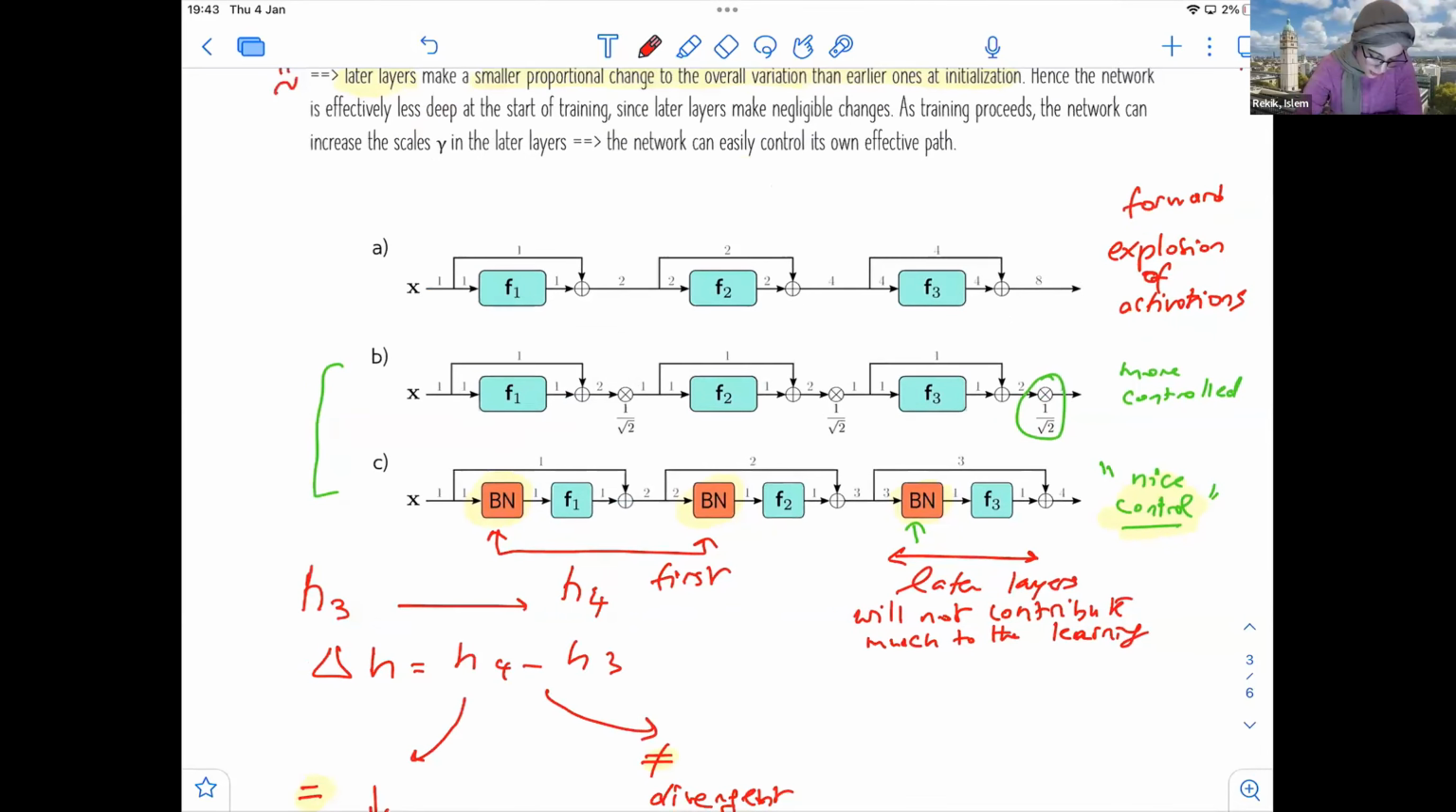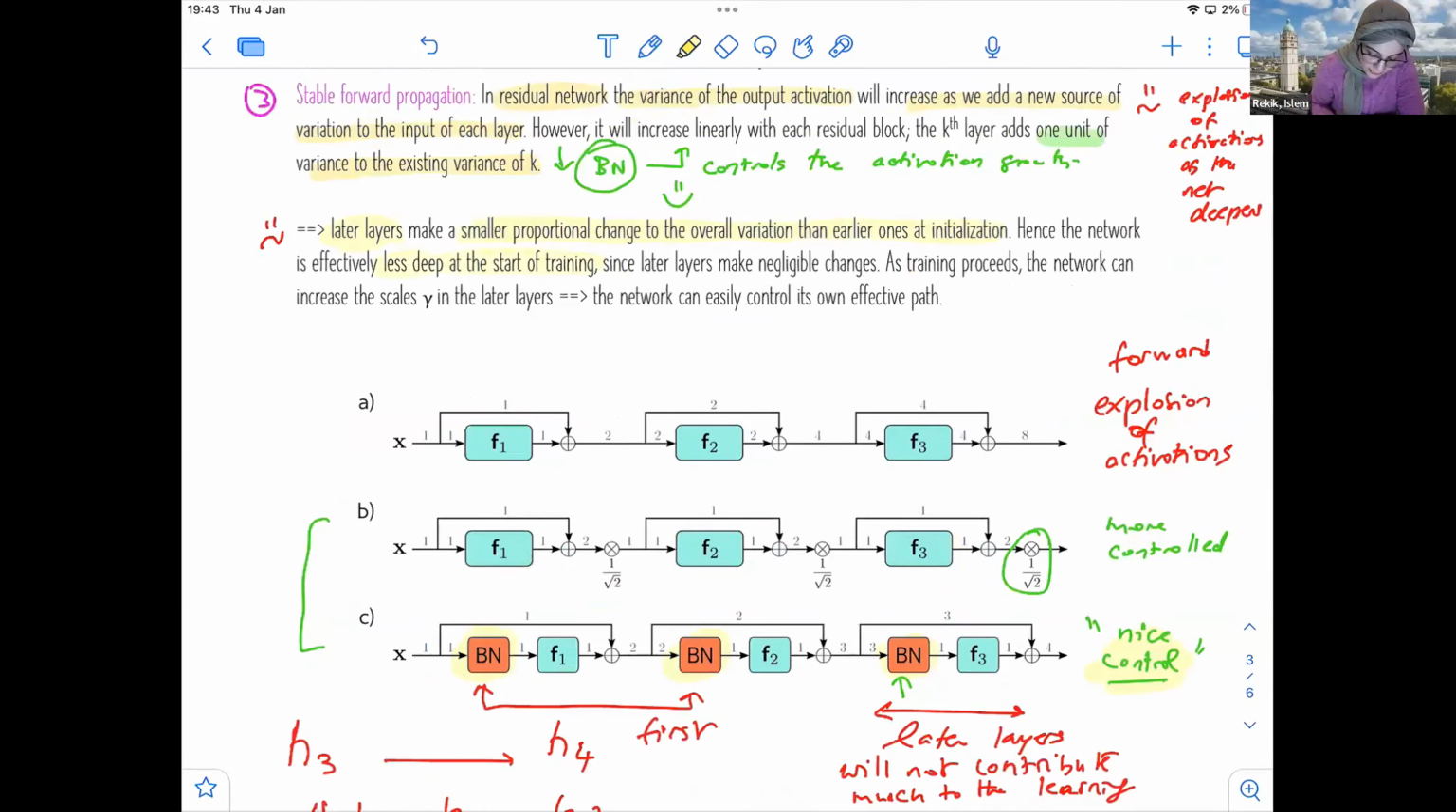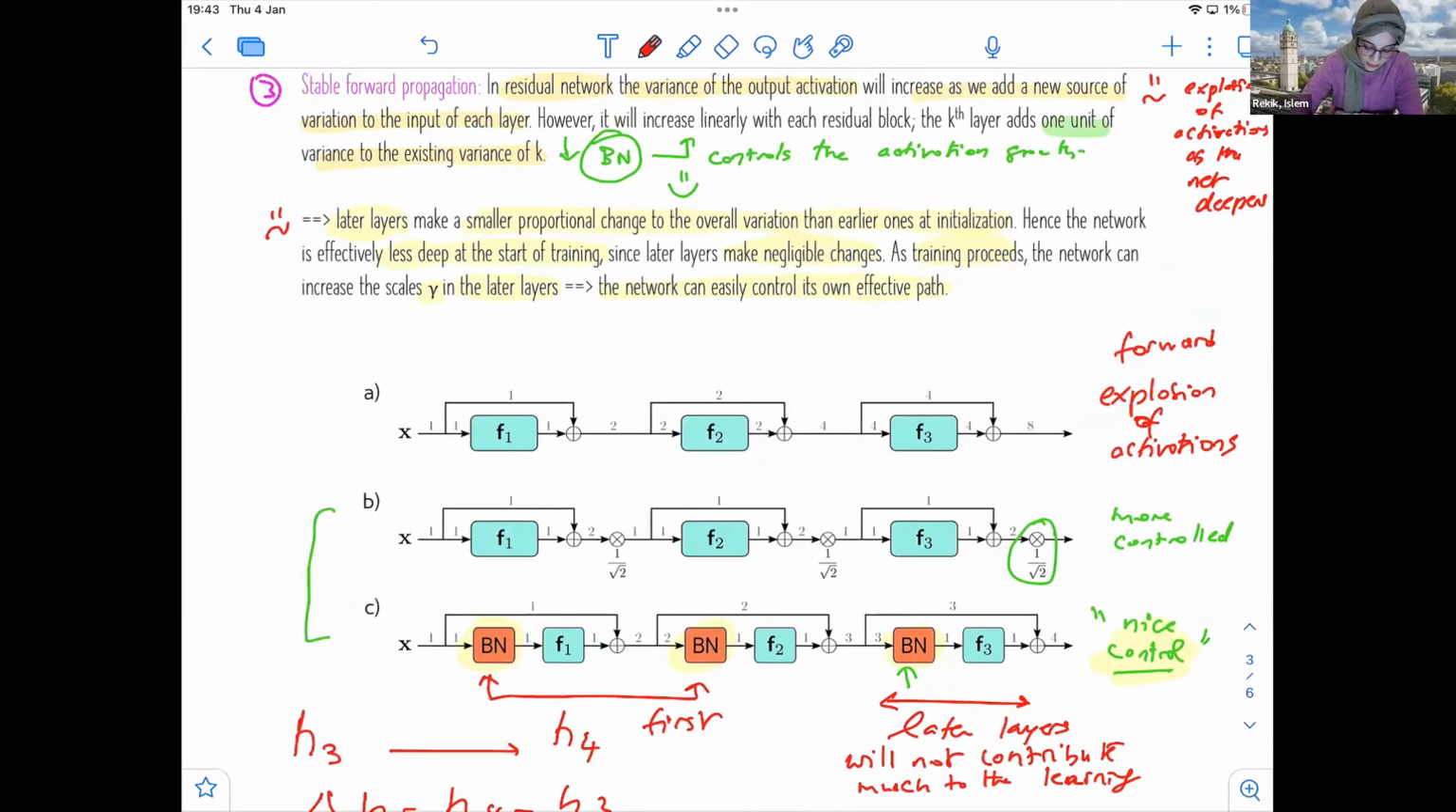So that's the one point. Let's keep reading. Hence the network is effectively less deep at the start of the training, since the later layers make negligible changes. As the training proceeds, the network can increase the scales, gamma, in later layers, and the network can easily control its own effective depth. Which means, because in BN we have introduced new parameters, we have the delta and the gamma.